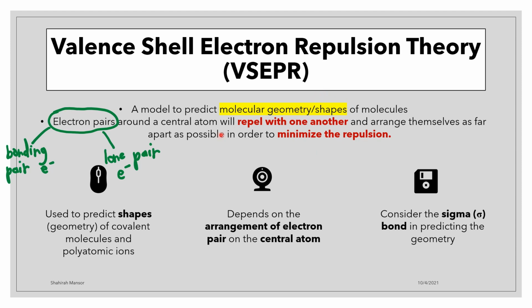So VSEPR is used to predict shapes or geometry of covalent molecules and polyatomic ions, and it depends on the arrangement of the electron pairs on the central atom in order to get the molecular geometry of certain molecules. And in order to find the geometry, we have to consider the sigma bonding only.